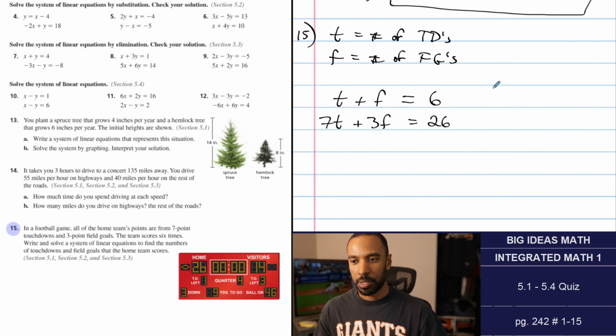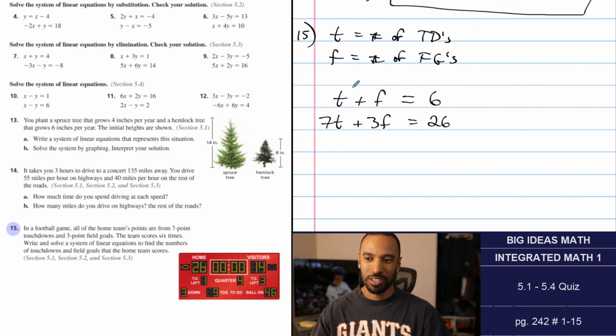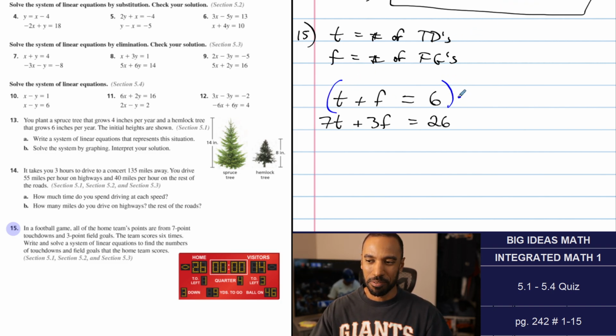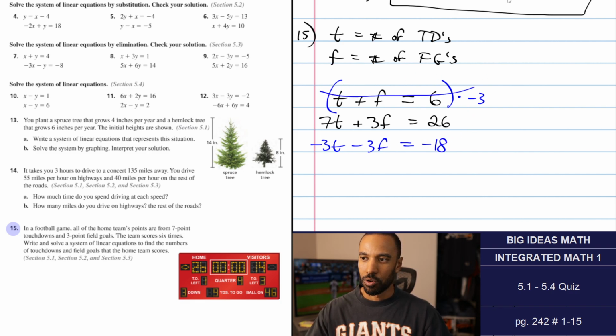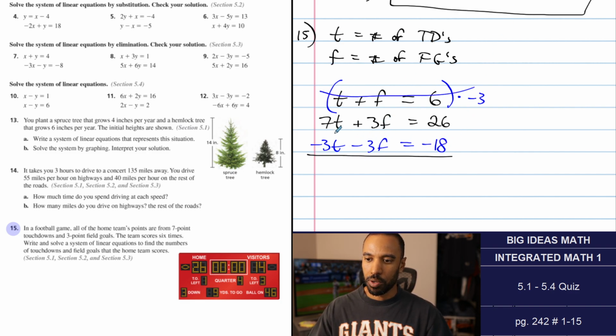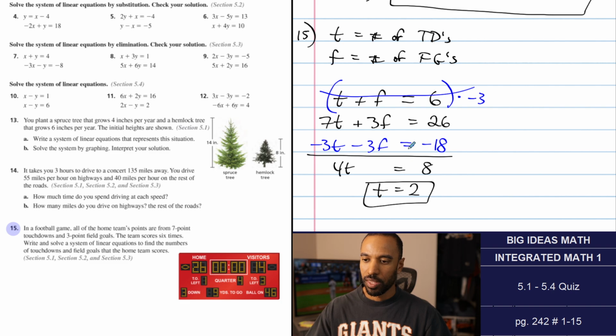Now, I've done a lot of elimination so far. Should I do substitution? No, I'm going to use elimination, because I do prefer it here. So I'm going to multiply by -3 and eliminate the f's. So -3t minus 3f equals -18. Just kind of ignore that one for now. And here we will get 4t equals 8, therefore t equals 2. 2 touchdowns were scored. How many field goals? T plus f is 6, 2 plus f is 6, f is 4.